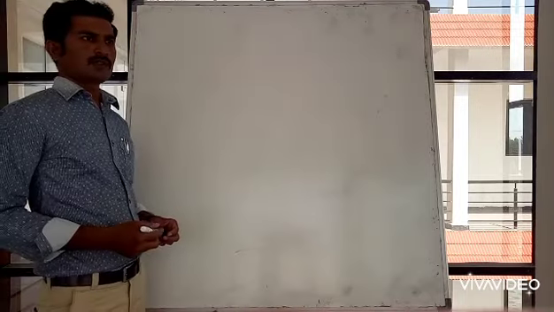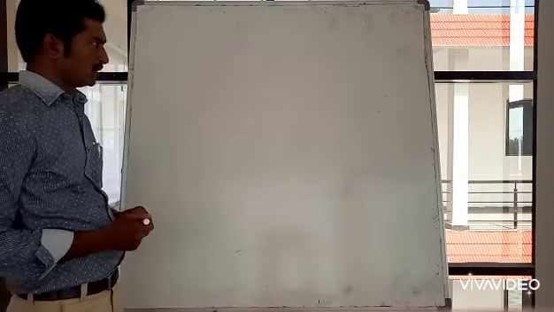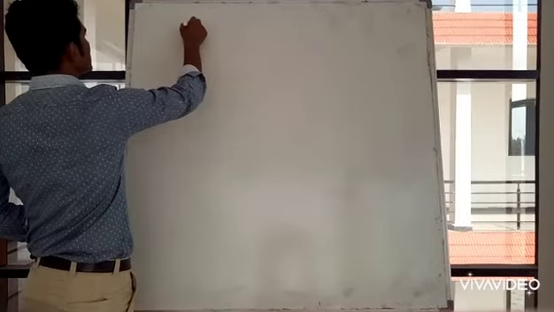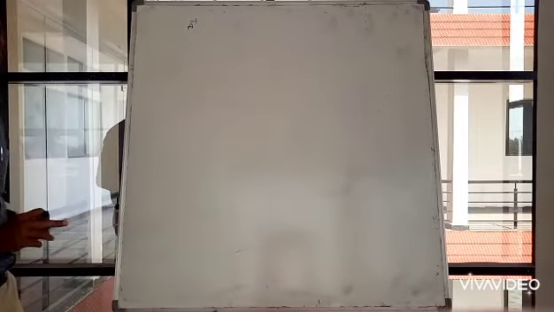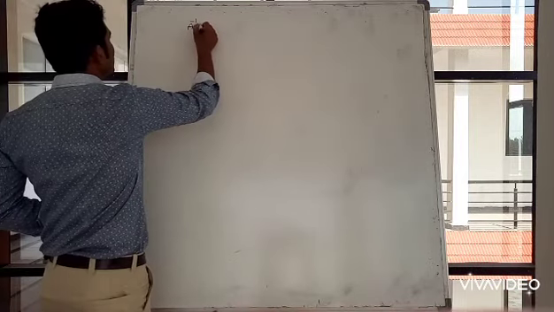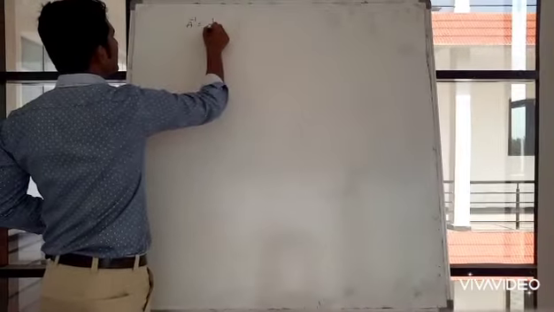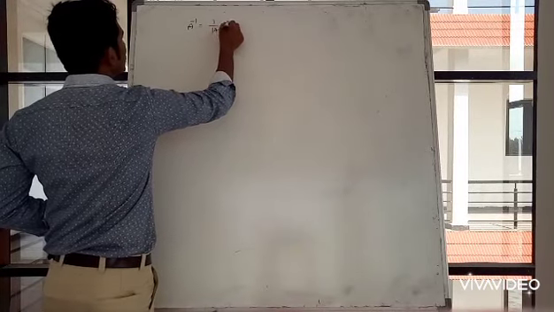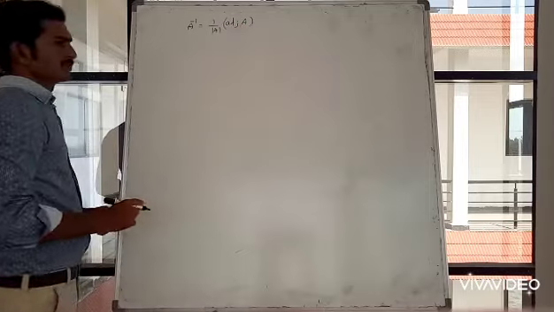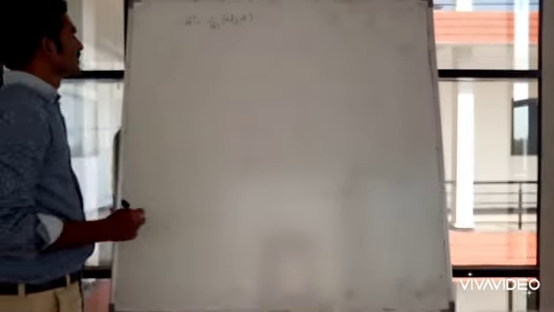Very good morning, students. We are studying about adjoint and inverse of the matrix. We know the formula for finding A inverse is equal to 1 by determinant of A into adjoint of A. Along with that, we have seen some theorems in the previous class.